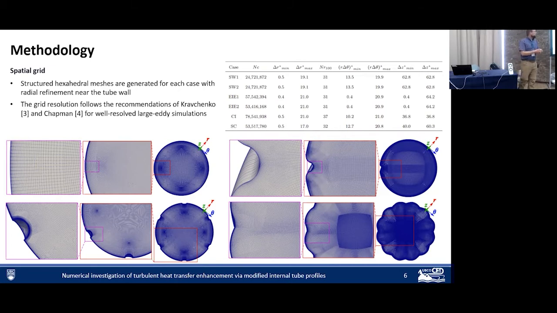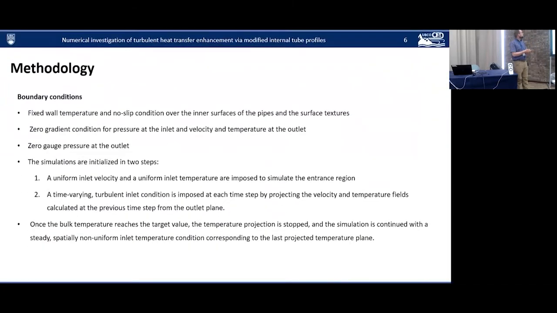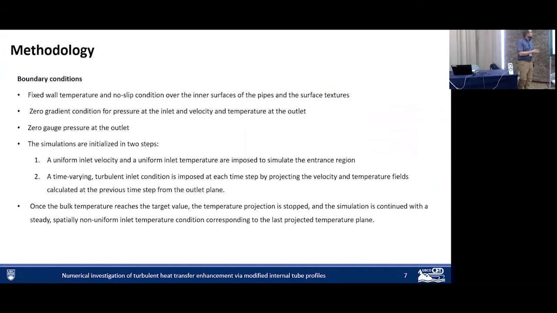The care was given to the element size near the wall to ensure that we get adequate resolution of the sublayer, the viscous sublayer near the wall, as well as the wakes of these structures, et cetera. We wanted to make sure that those were adequately resolved. The boundary conditions employ a fixed wall temperature and a no-slip condition for the pipe surface. There's a zero gradient at the inlet and the outlet. We are using cyclic conditions, so we have a periodic domain.